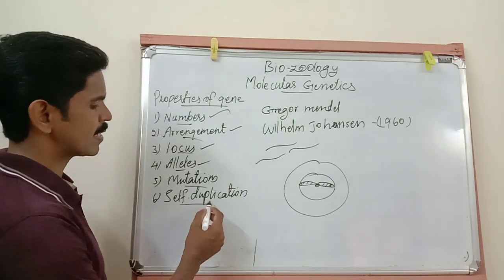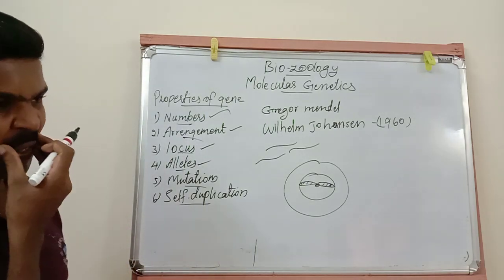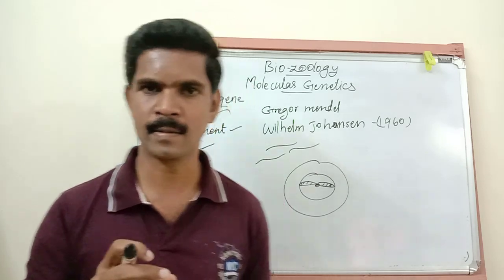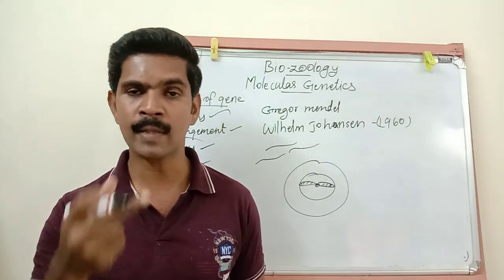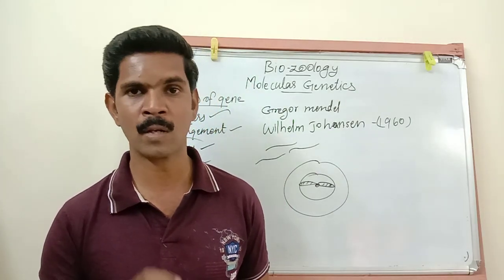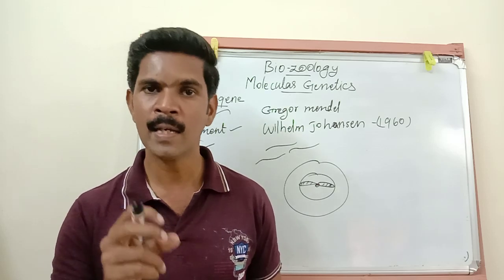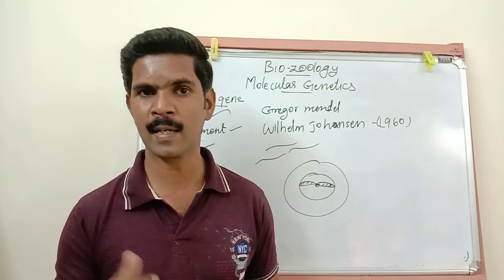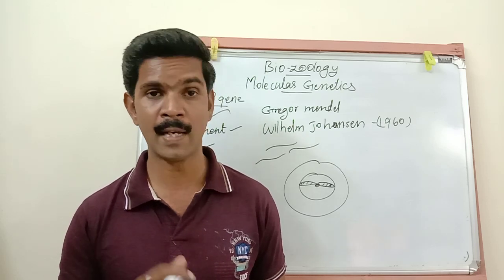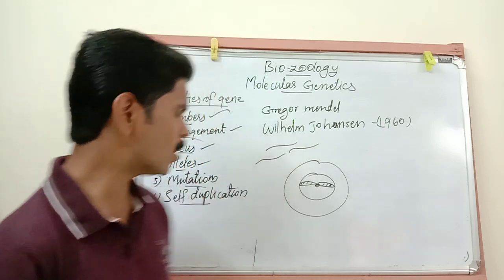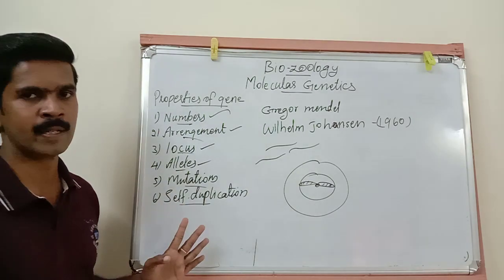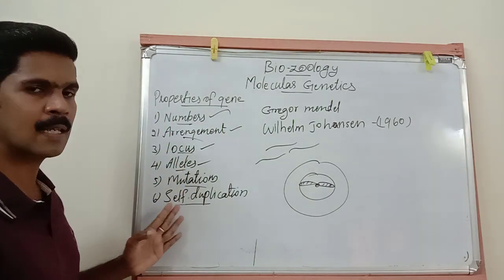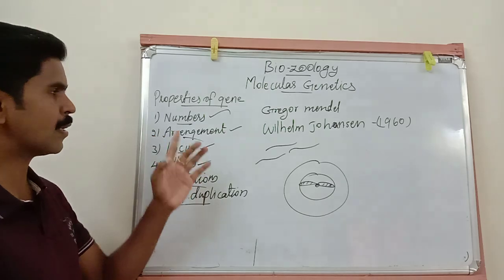The next one is self-duplication. Each and every gene can produce its own copies. This is one of the very important properties of a gene. So the genes can produce self copies, they can make many of their own copies. This character is called self-duplication. So these are the 6 important properties of a gene. The first one is numbers.